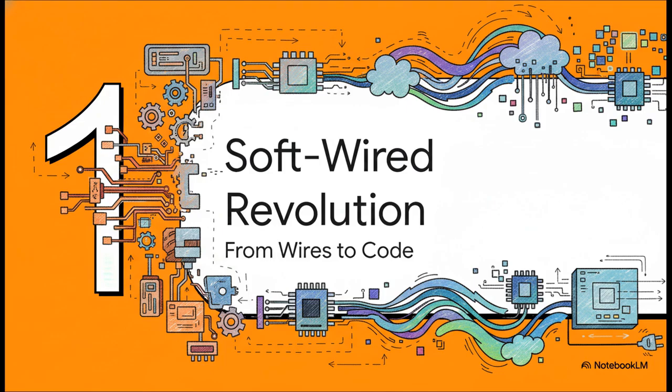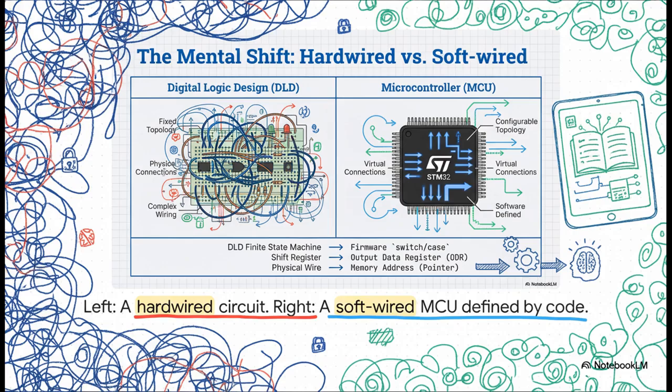Okay, so to really get GPIO, we need to rewind a bit and talk about this huge shift in how electronics are designed, this move from being hardwired to softwired. And this right here really shows you what I'm talking about. On the left, that's the old way. Think digital logic design. Every single connection is a physical wire. If you want that circuit to do something different, well, you better get your soldering iron out because you're physically rewiring the whole thing. It's rigid.